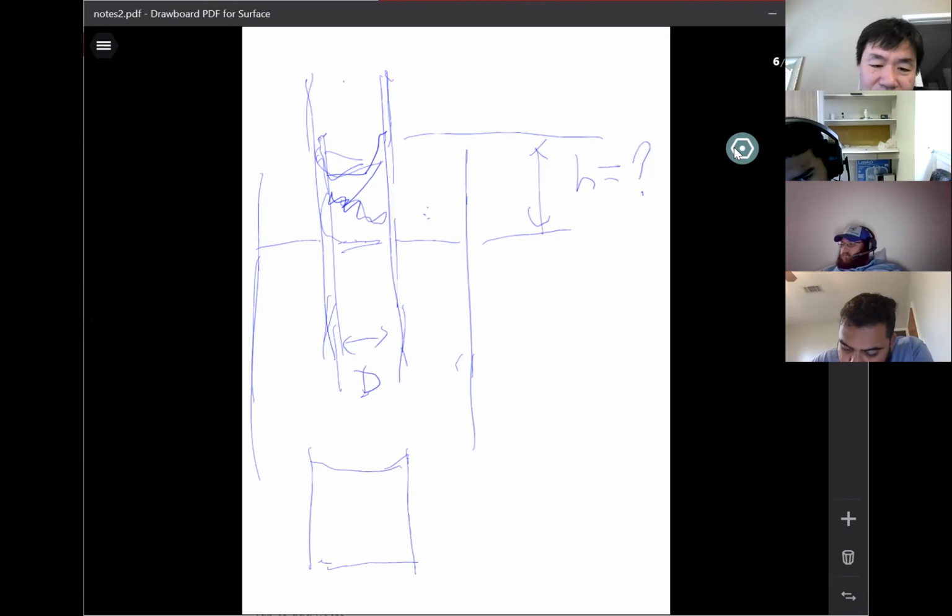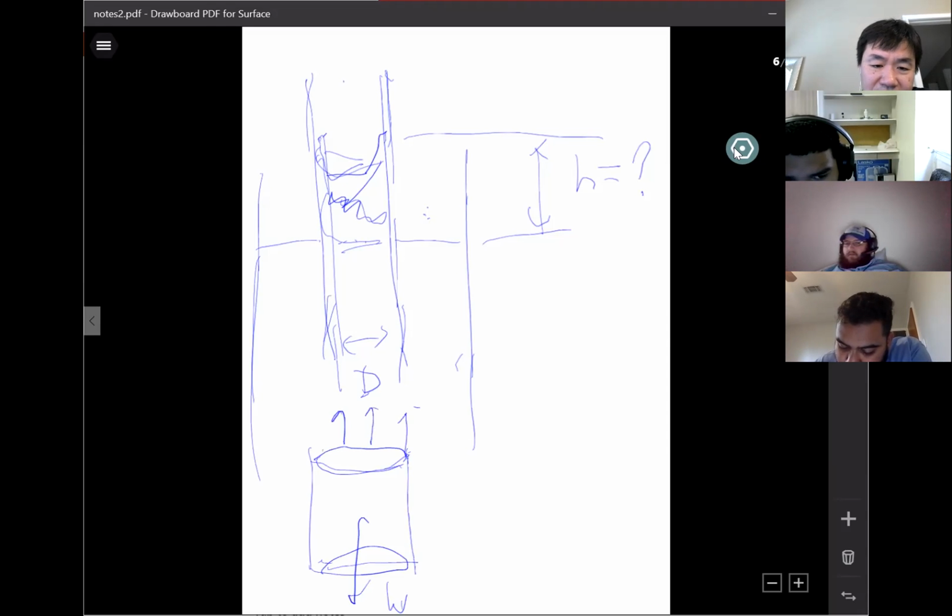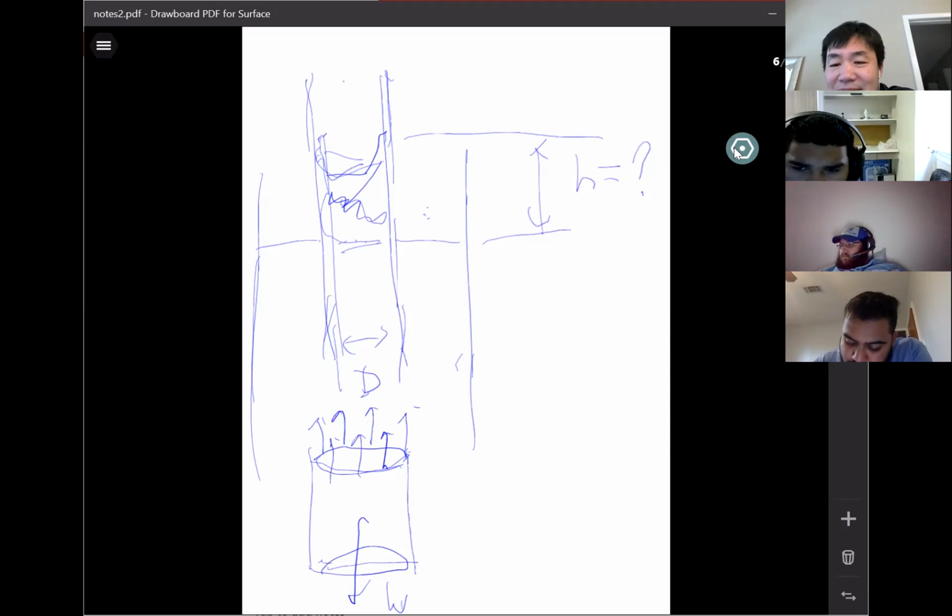So in this fluid, what are the forces? You have a weight, W, right? Then the surface tension force on the circumference pulls it up, to balance the weight. Is that understandable? Yeah, it's easy, right?